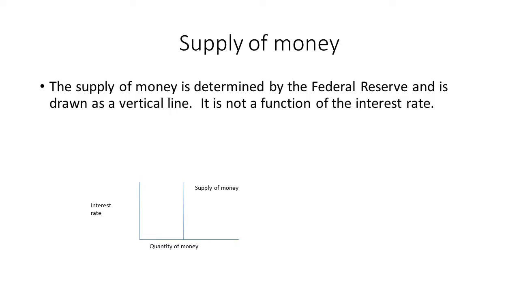What about supply of money? Well, the supply of money is determined by the Federal Reserve, and we're going to draw this as a vertical line. It's not a function of the interest rate. It's really their policy tool. So when they're setting the supply of money along with the demand, they are determining the interest rate. The interest rate's not determining how much they're going to supply because they're going to use this for different policy purposes. So as you can see, we have the interest rate on the vertical axis, quantity of money on the horizontal axis, and the supply of money is a vertical line as shown.